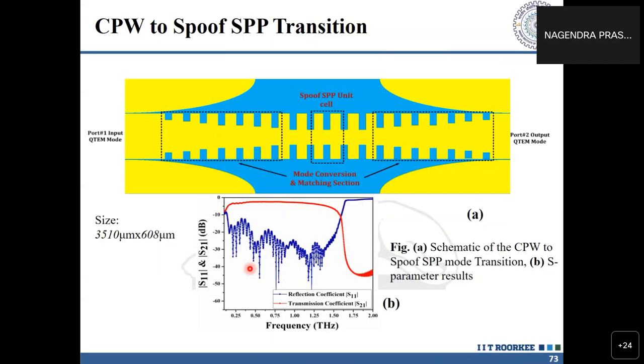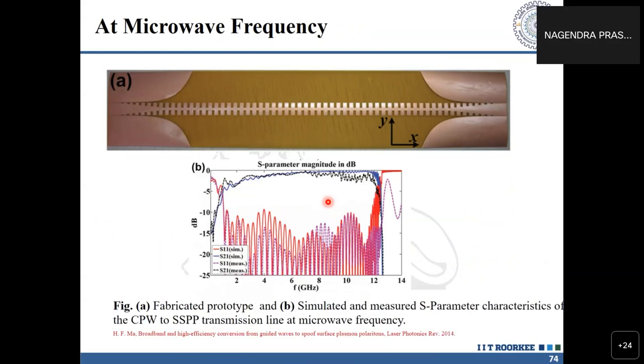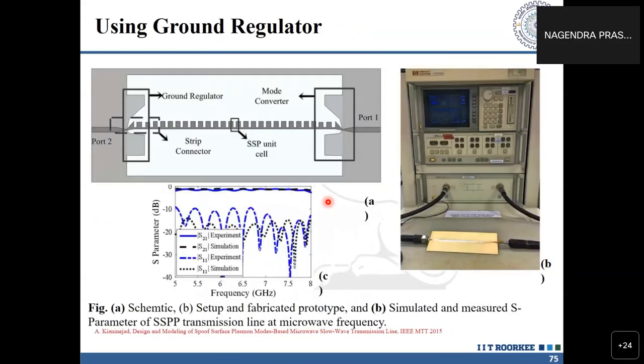Then this is a CPW to spoof SPP transition. In this case again, mode converters have been designed, and you can see this is at microwave frequency. This is a back-to-back transition, and then this is with the help of a ground regulator that is designed. This work was reported by Mr. Kiani Nejad in MTT, so this was taken from there.